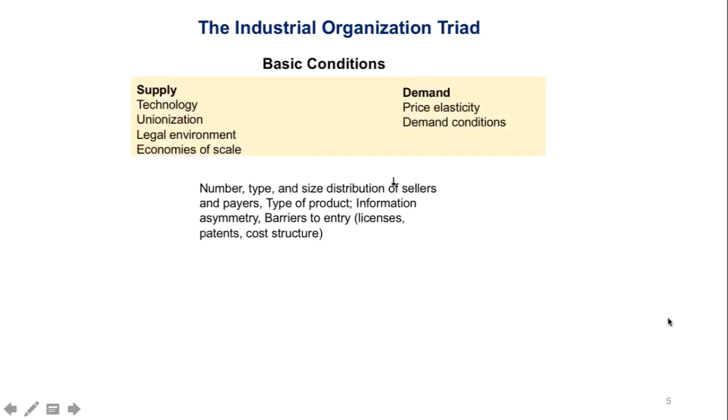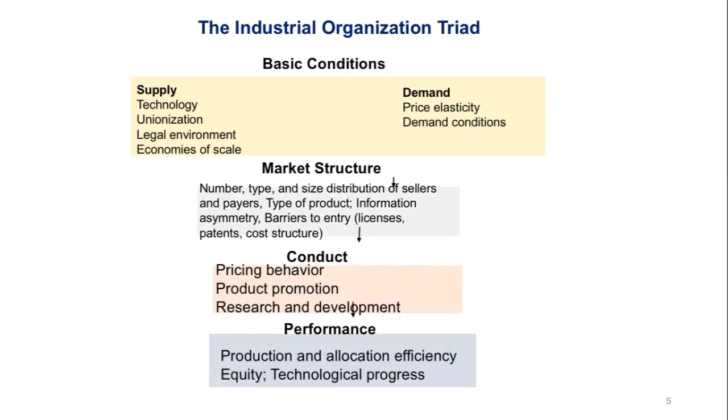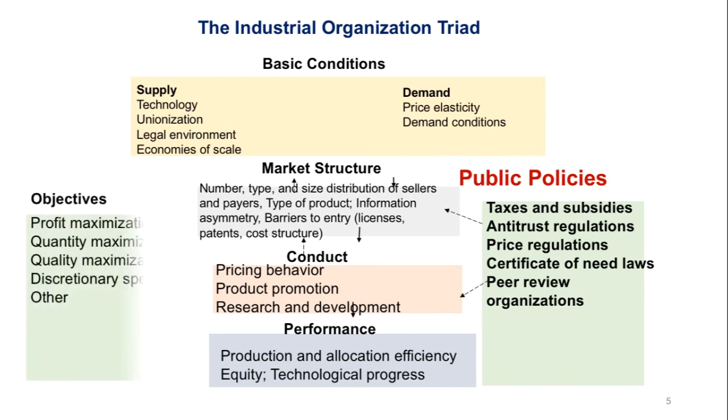health affairs. Remember this chart we had in chapter 8 for analyzing different types of markets. We said that we start with the basic conditions of demand and supply, and then we look at the three elements of the market: market structure, conduct, and performance. And we said that there are two other outside factors impacting these three elements of the market. One is the objectives of the market, whether it's profit maximization, or quality, or other objectives.